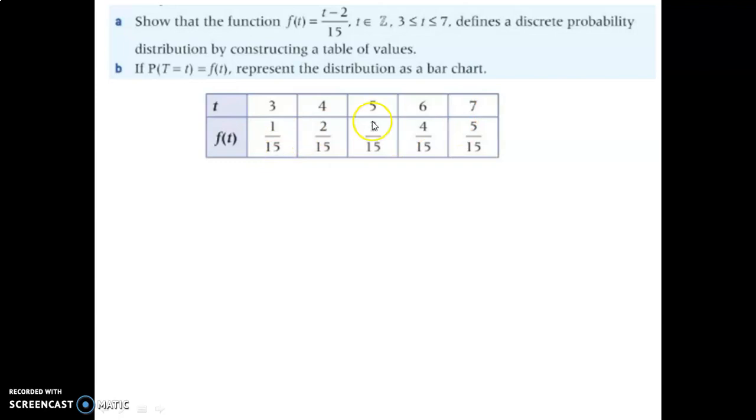So this is now just a table of values, but does this represent a probability distribution? So again, remember, what do these all have to add up to? So double check, does this represent a probability distribution? What do you think?